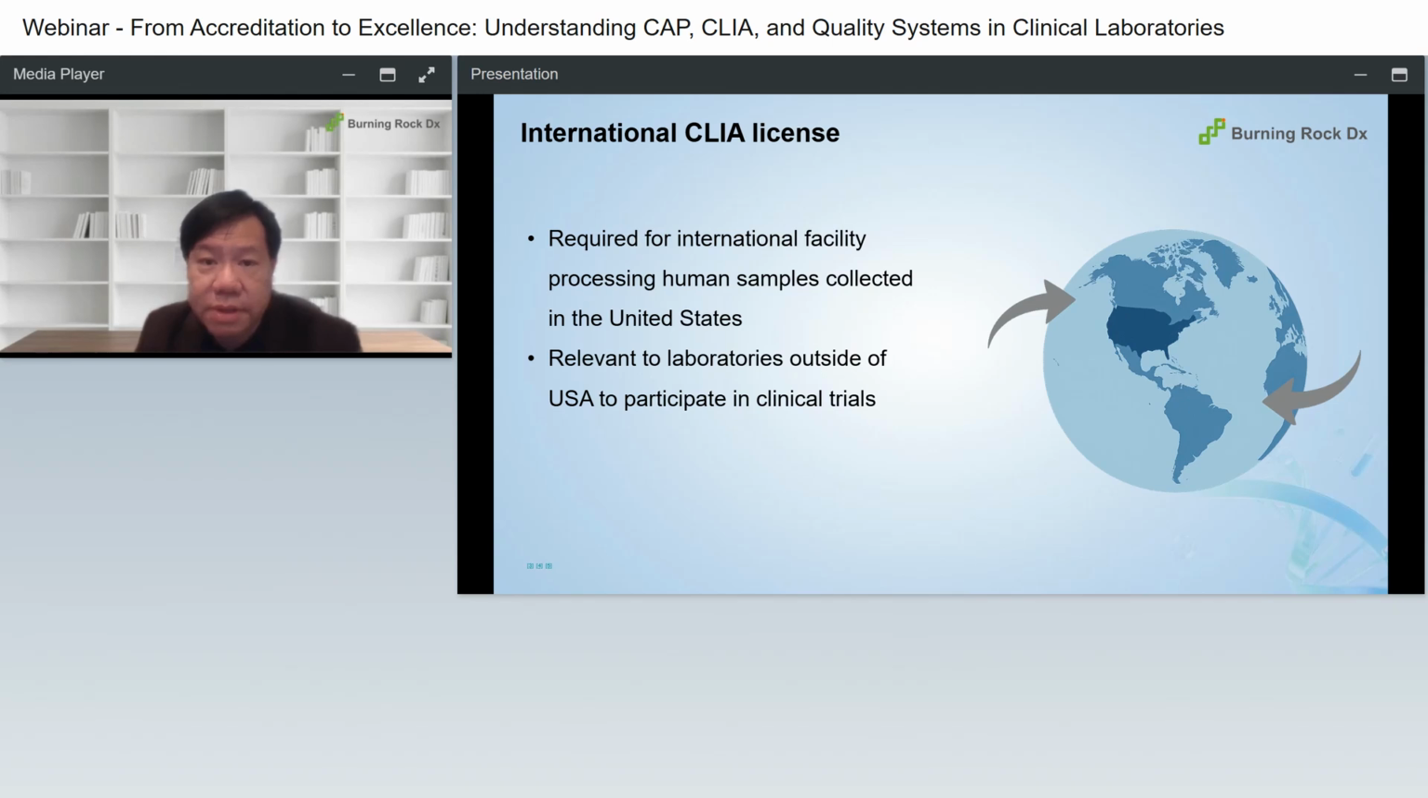I want to segue a little bit about the international CLIA. So there is also a CLIA license for labs outside of the U.S. And from the U.S. government's perspective, it is a requirement for an international facility processing human samples collected in the United States. And this is relevant to labs outside of the US to participate in clinical trials where the sample can potentially originate from the US, collected in the United States.